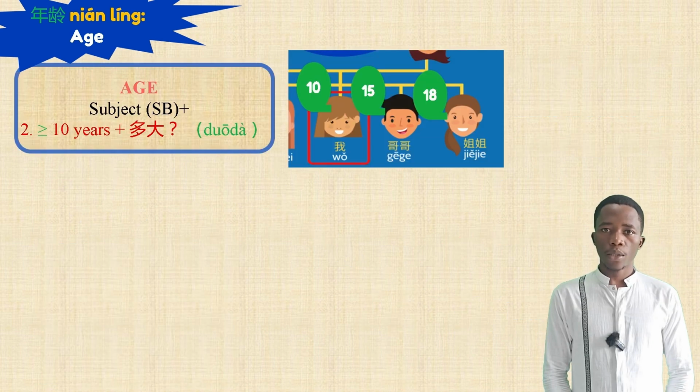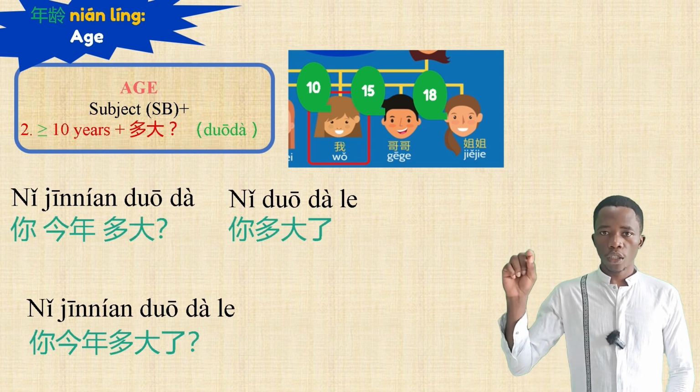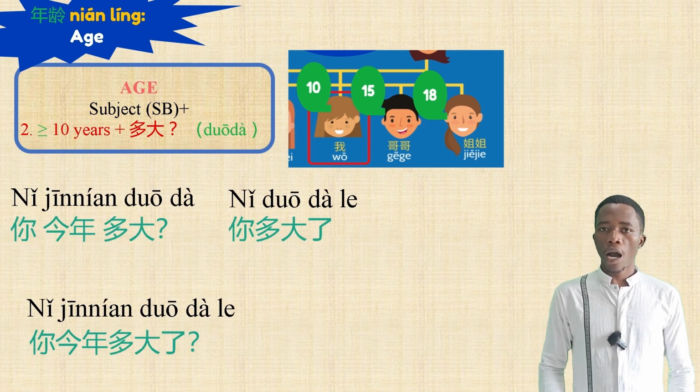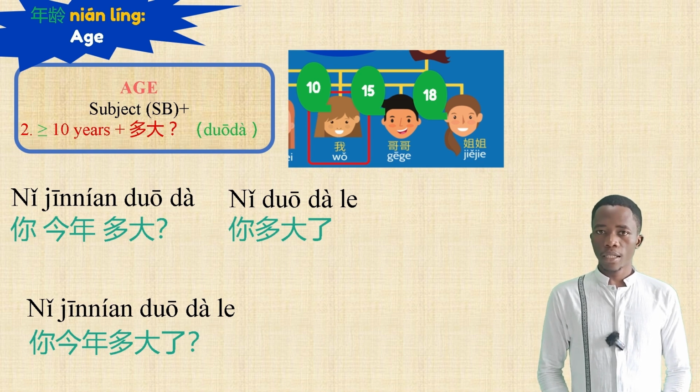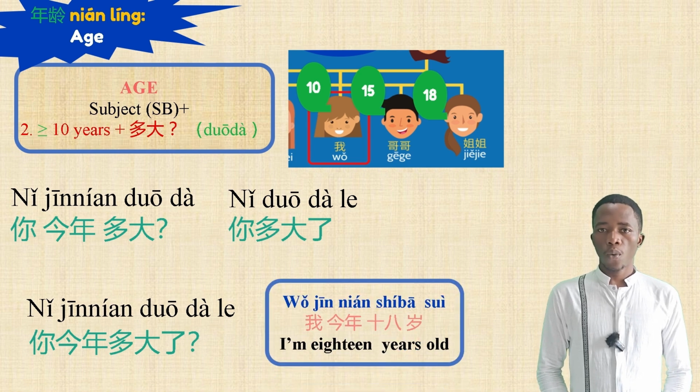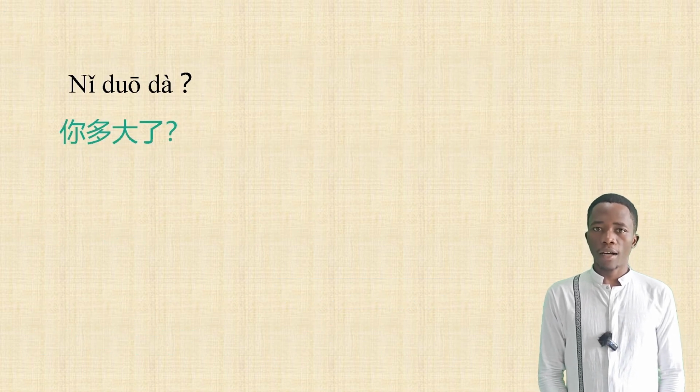For people who are 10 years old and above, we say 你今年多大. 多 how many, 大 old. How old are you? Second way, 你多大了, or 你今年多大了. For instance, this question was asked to my older sister. 她说 She says 我今年18岁. So now answer this question. 你多大 How old are you?